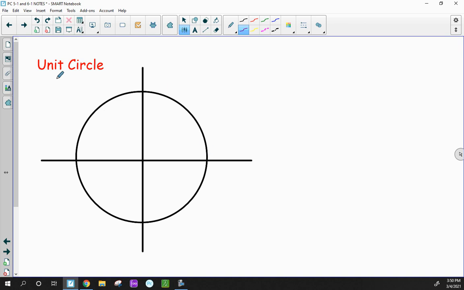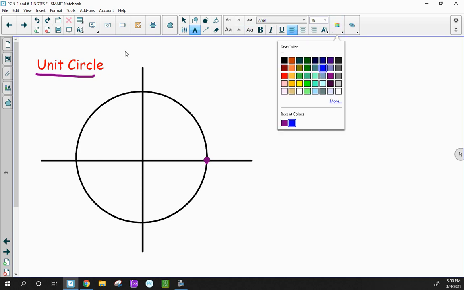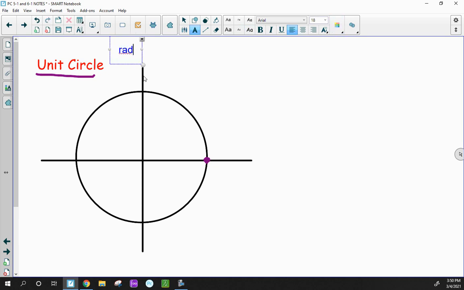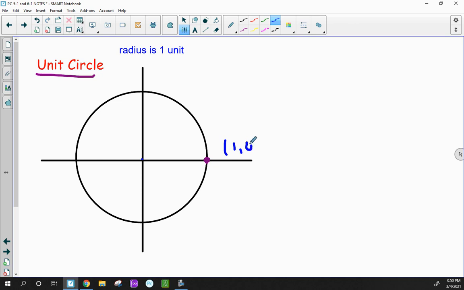Okay, so look at this circle I've got drawn on the board, and we'll start here. On the x-axis at this location, to be a unit circle, that means that the radius is 1 unit, that's why it's called the unit circle. And so at this location, if from the center of the circle to this point is 1, then the location on graph paper should make sense that it's going to be 1, 0.